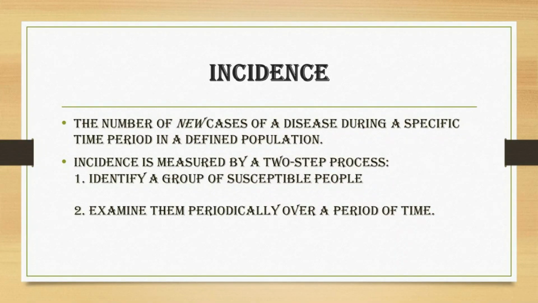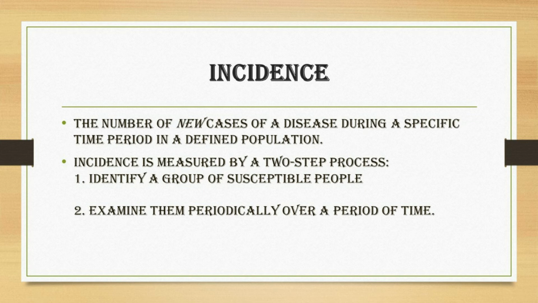Incidence is the number of new cases of a disease during a specific time period in a defined population. How frequently a disease occurs in a population, that expression is known as incidence. The fraction or proportion of a group free of a disease or condition that develop the disease or condition over a time period. Incidence is measured by two different steps.